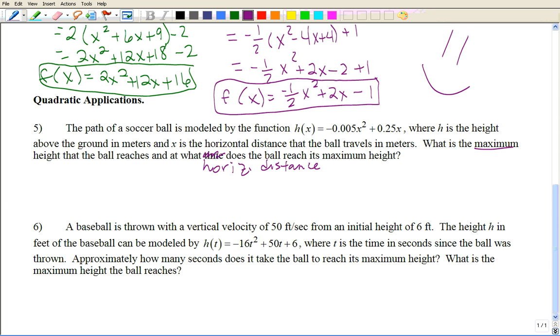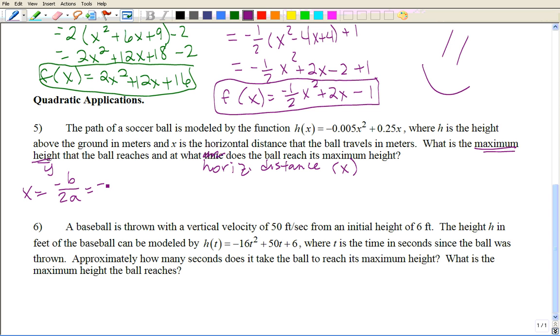So this keyword is maximum. So that tells us that we are going to be looking at the vertex, since the vertex is where the maximum value occurs. So we're looking for the maximum height, the maximum y value, and at what horizontal distance is that maximum height, so that related x value. So to find the x value of the vertex, we use negative b over 2a.